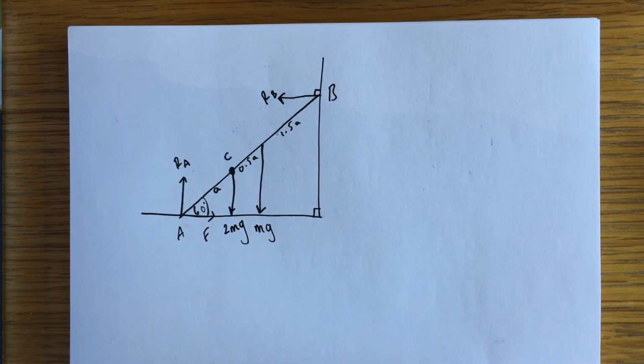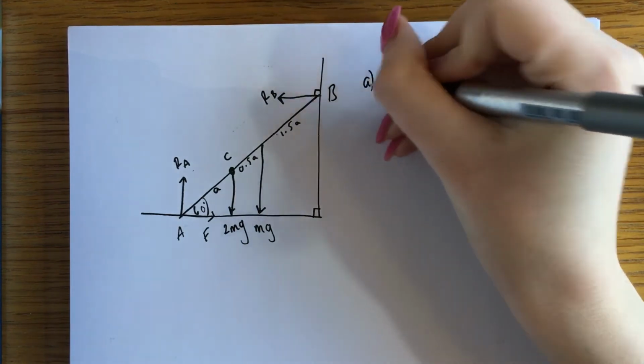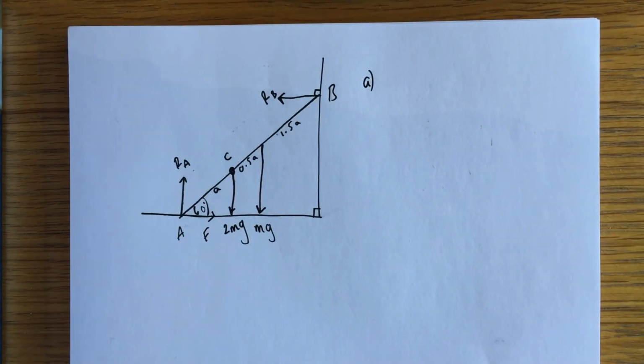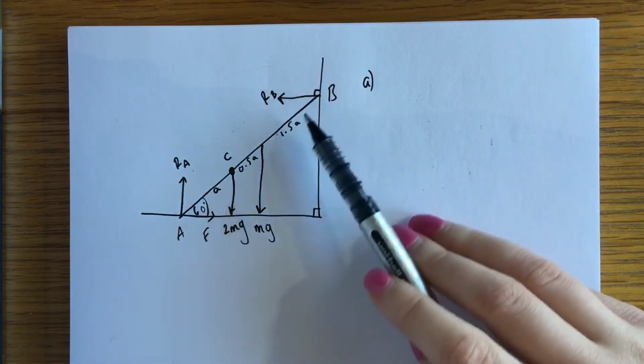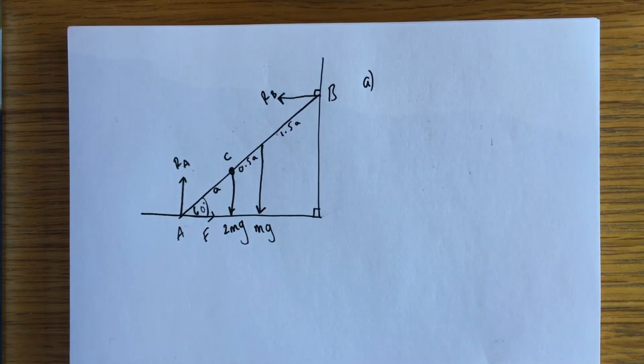Okay. Part A: find the coefficient of friction between the ladder and the ground. We have lots of unknowns, which means that actually taking moments on its own won't help us, and resolving on its own won't help us. So, therefore, we're going to need to do both. Now, quite fortunately, everything we've got is either horizontal or vertical. So our resolving is actually quite a bit easier.